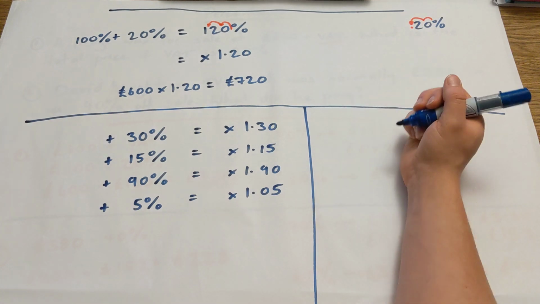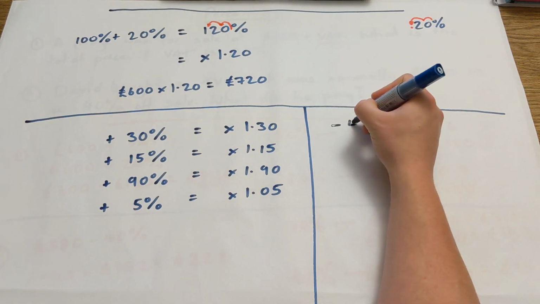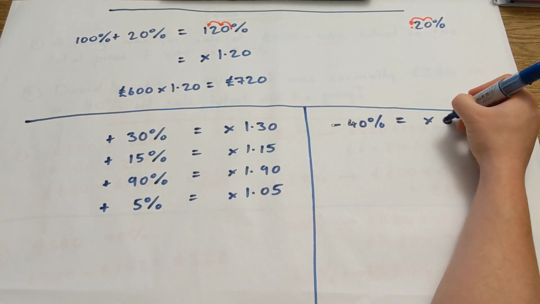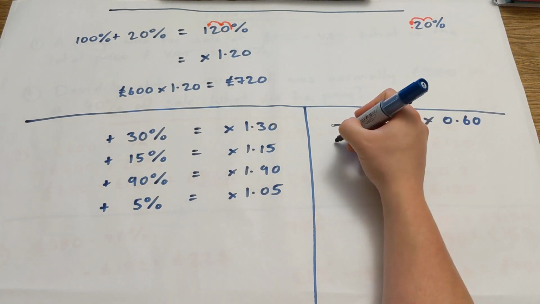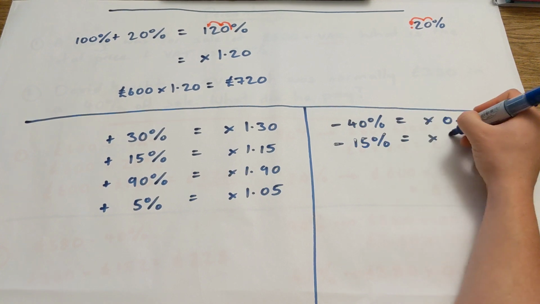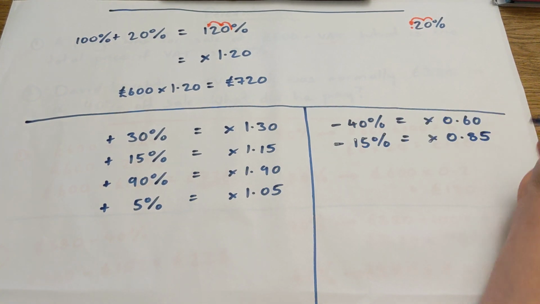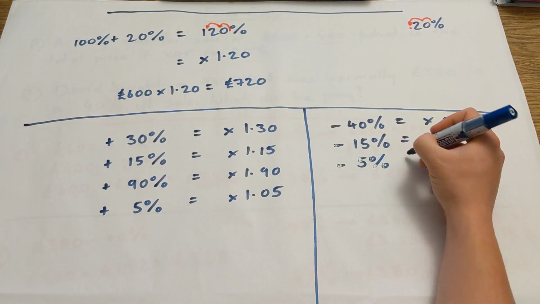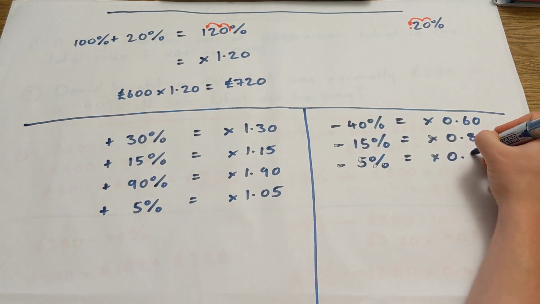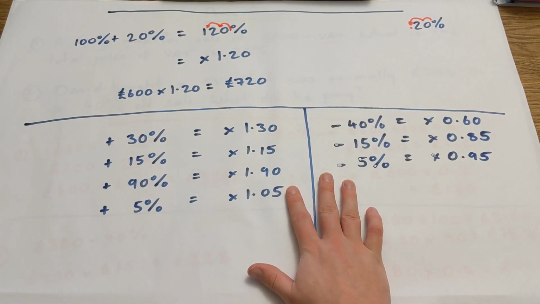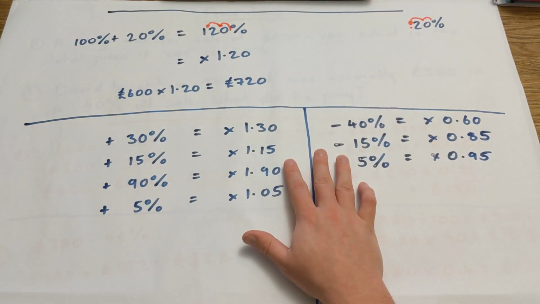If say something was in a sale and it was take away 40%, what you would do is times it by 0.60. If something was minus 15%, you would times it by 0.85. Okay, do one more. Let's do the 5% again. If something was in a sale and was 5% cheaper, what you would do is times that by 0.95. So once again, you don't need this. Stick with a simpler way if you're comfortable with that. But if this makes sense to you, feel free to use this way.